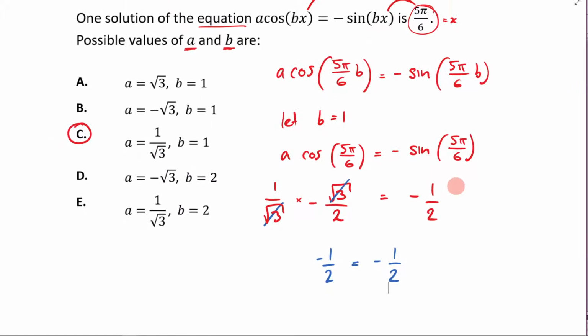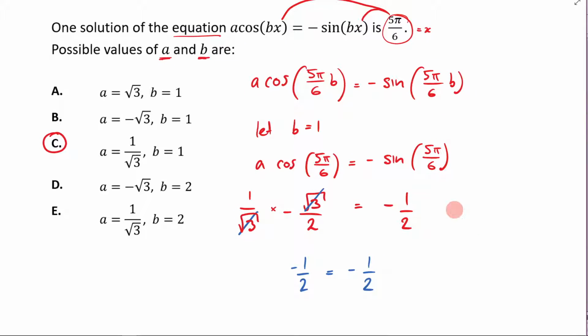That's how I would approach this question. So I actually did look at the options that were given to me and just let b be equal to 1. And if for whatever reason that didn't work, I would let b be equal to 2 and see how we go there. Let me know if you thought of another way of answering this question.